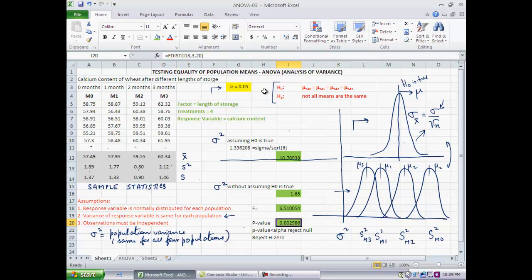So we had four populations here. The null and alternate hypotheses were: the means of all those four populations were exactly the same, the alternate being not all means are the same.